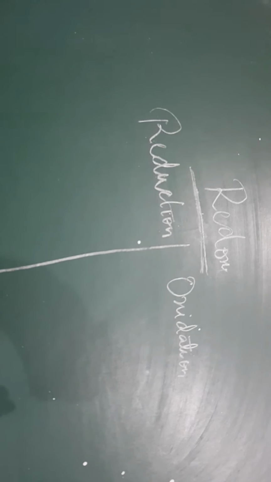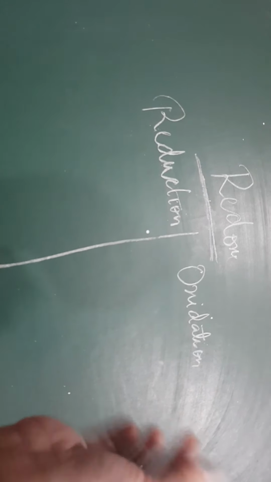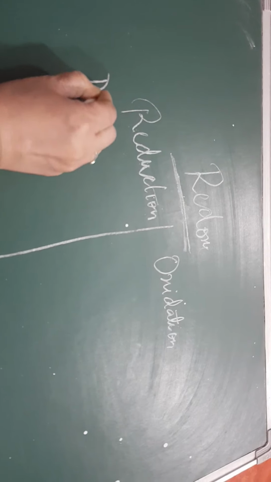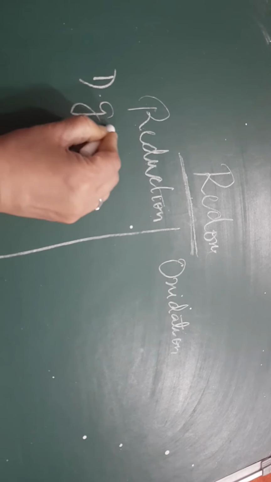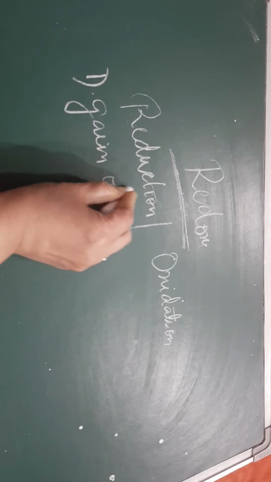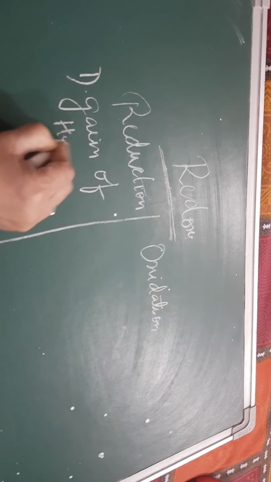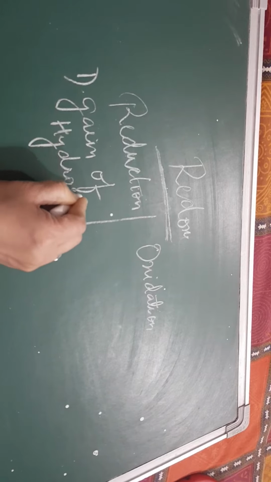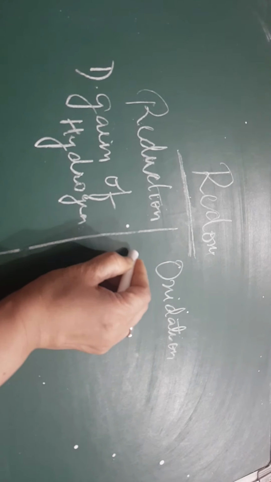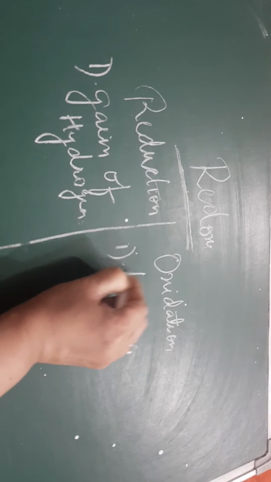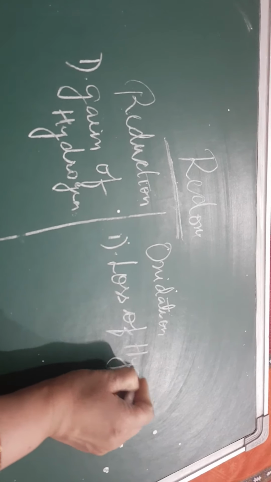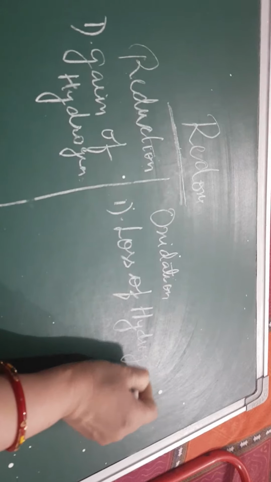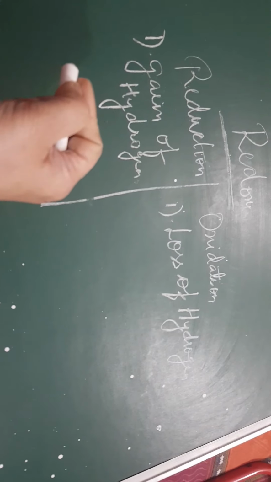There are three criteria on the basis of which you can decide whether it is reduction or oxidation. First, reduction is gain of hydrogen. What is oxidation in terms of hydrogen? Oxidation is loss of hydrogen. This you have to memorize. What is reduction? Gain of hydrogen. What is oxidation? Loss of hydrogen.